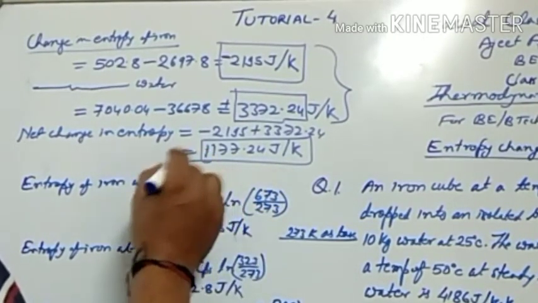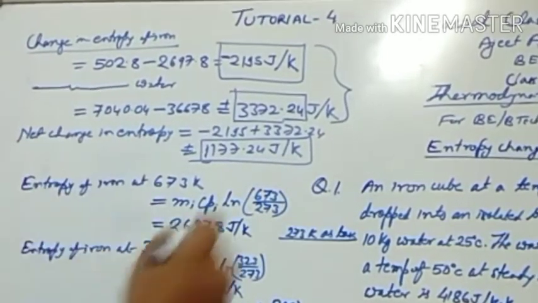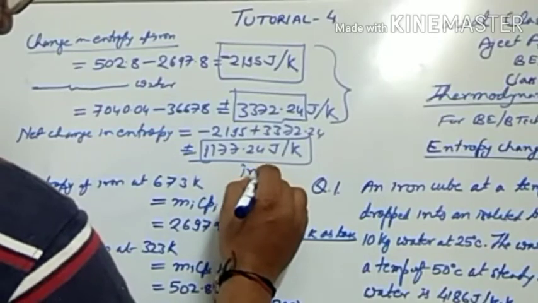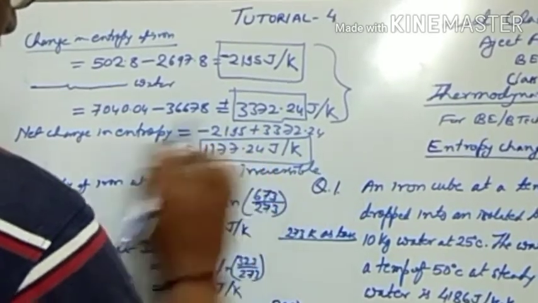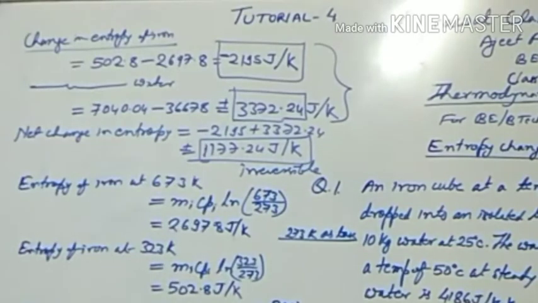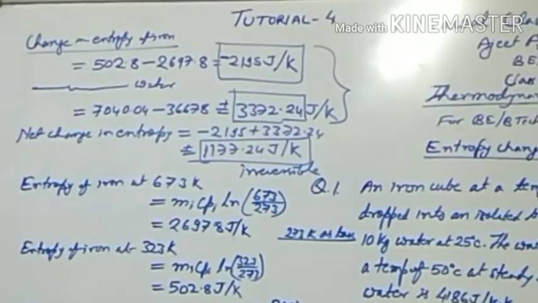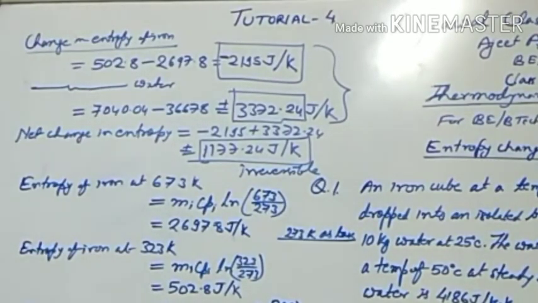In this case, the net change in entropy is positive. So the process is irreversible. If it comes out to be 0, then we'll say the process is reversible. And if it comes out to be negative, then we'll say this particular process is impossible.